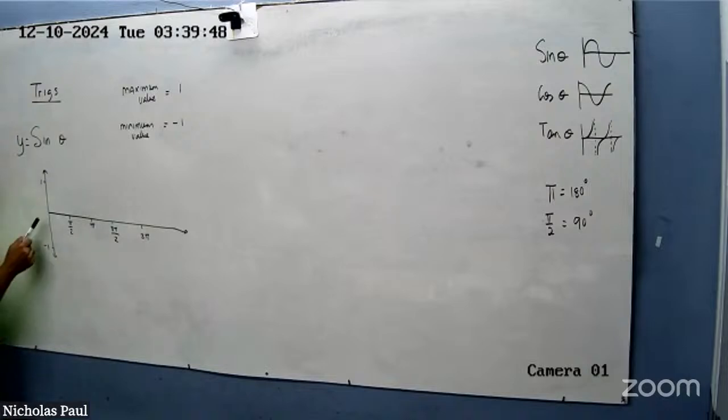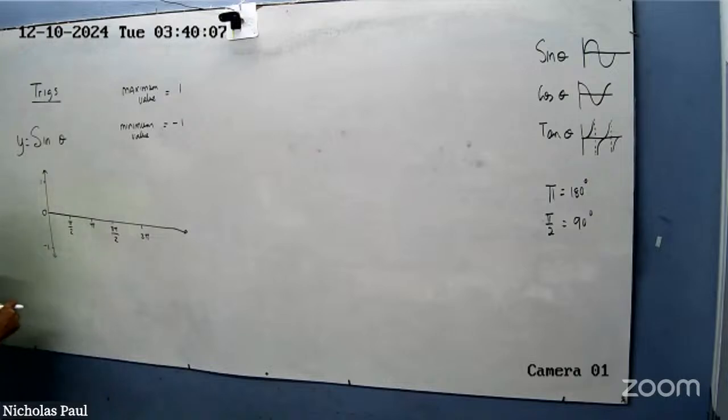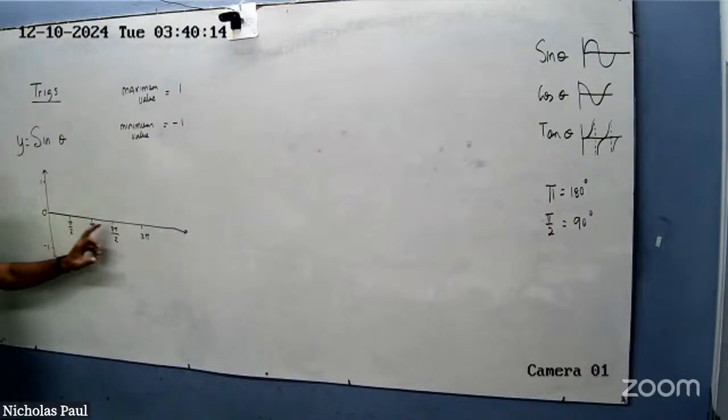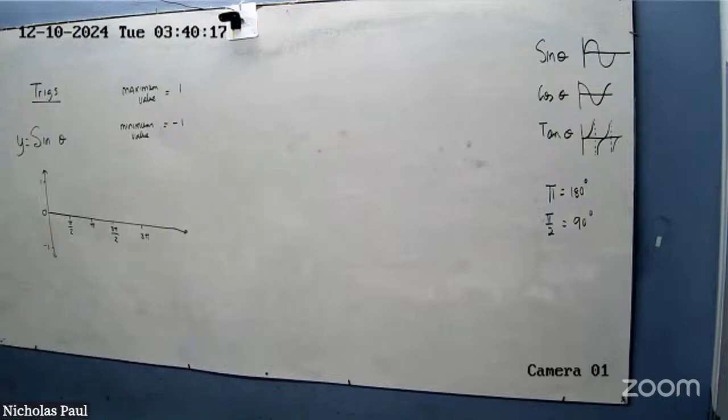So let's start here. 0. Here is 0. Sine 0 is what? Use a calculator now. Right. Find sine of all these values. Let's get the shape. Find sine of all your values.